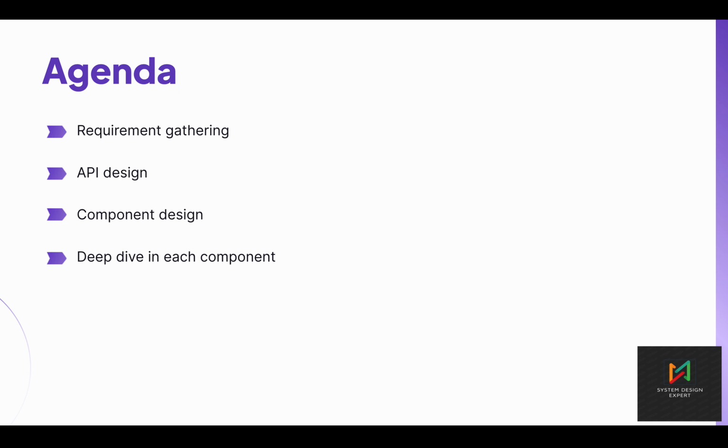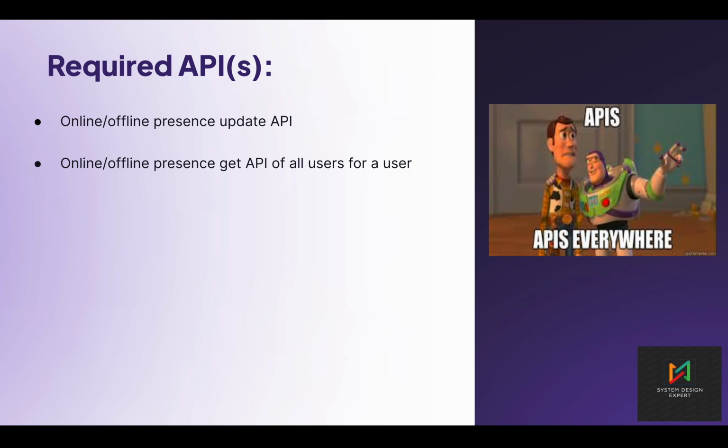So in this video, we are going to have this agenda. We are going to talk about requirements. Requirements are, to be honest, pretty simple. We need a system where we need to find whether a user is online or offline. Based on that, we are going to see what required APIs are going to be part of this specific design. And then there is component design, and we are going to dive deep into each of the components that we are going to use.